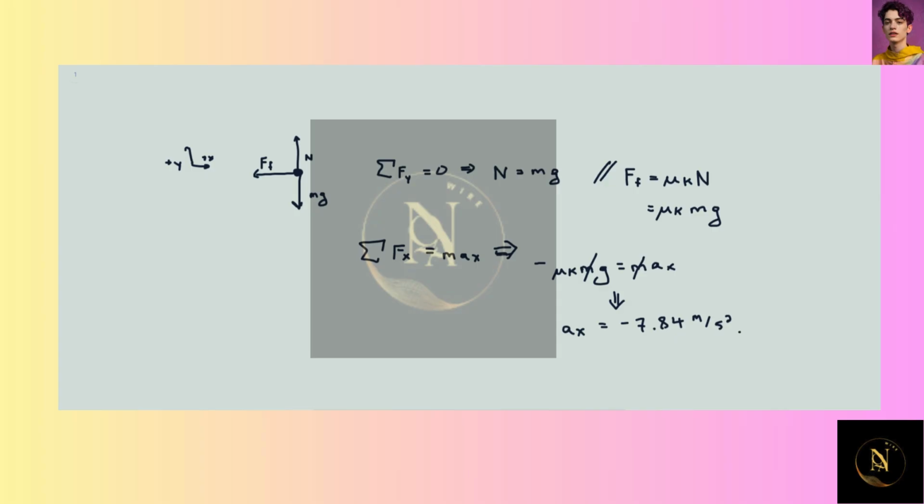If we apply Newton's second law in the y direction, we know it's equal to 0, since the acceleration is equal to 0. It's not going to jump up in the air. This yields immediately that the normal force is equal to m times g.